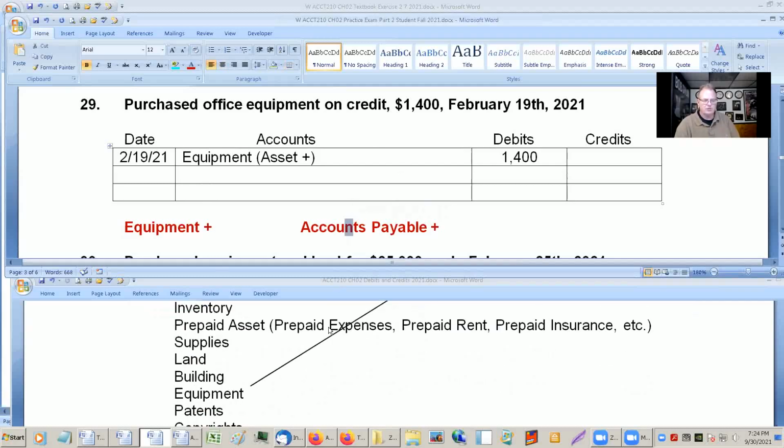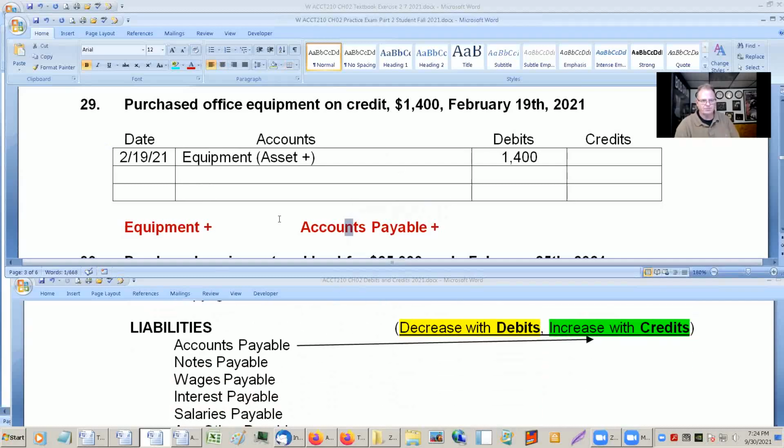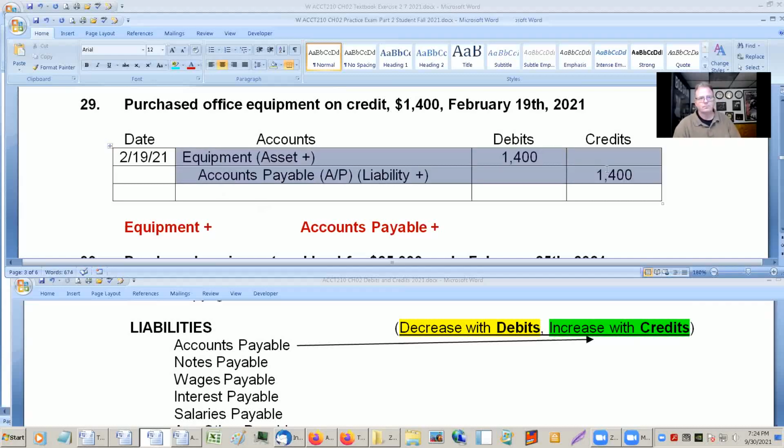And the accounts payable. Increase with credit. Yep. And again, you do not need to put in all this extra stuff that I put in here. Equipment accounts payable, and you also abbreviate those. This could just be AP.